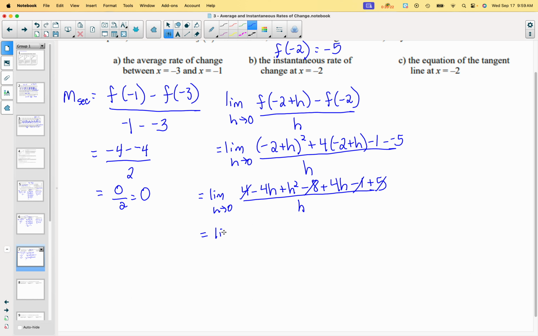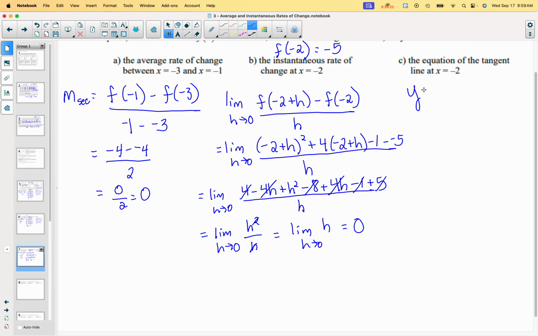Then going on with the limit as h approaches 0, I could also cancel these out. And we end up with just h squared over h. I can cancel an h, so that's going to be gone. It's just going to be the limit as h approaches 0 of h, which is 0. And I know I keep telling you they don't have to match, and then all these examples do. So that's the slope of my tangent line at that point.